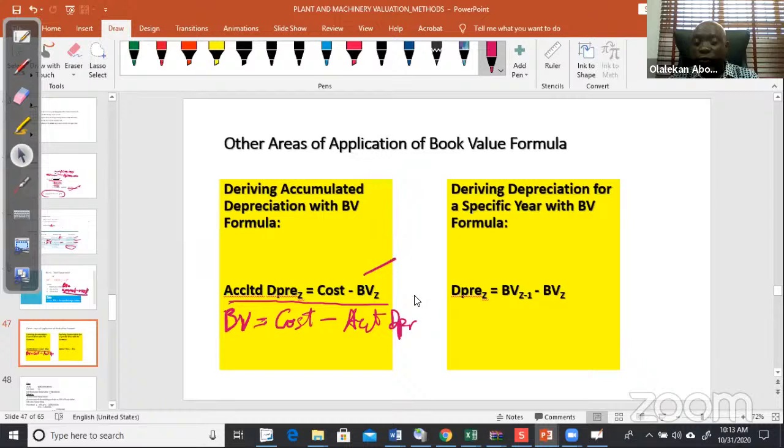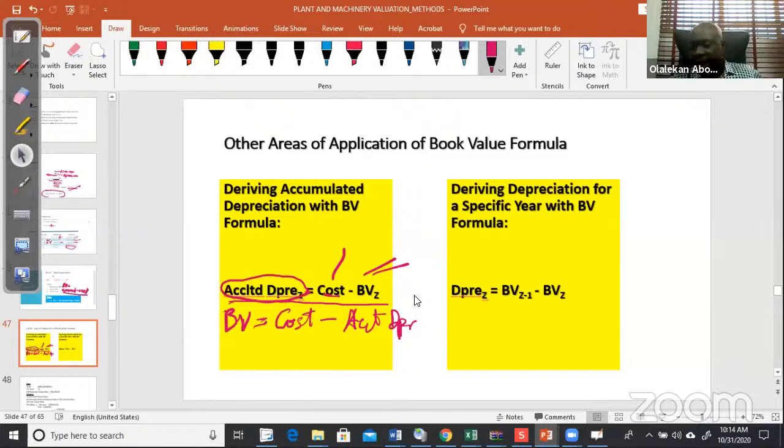That formula will give you book value. You already have your cost in your question. Just remove your book value from the full cost in the question. What you are left with is accumulated depreciation up to the end of that year. Accumulated depreciation up to the end of that year. I think I applied this in one of the examples. So let's proceed. As we get there, in one of the examples, you will see.